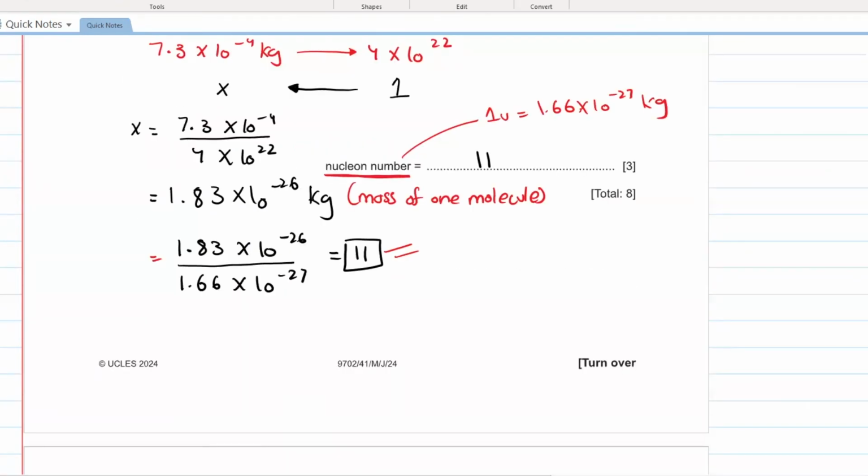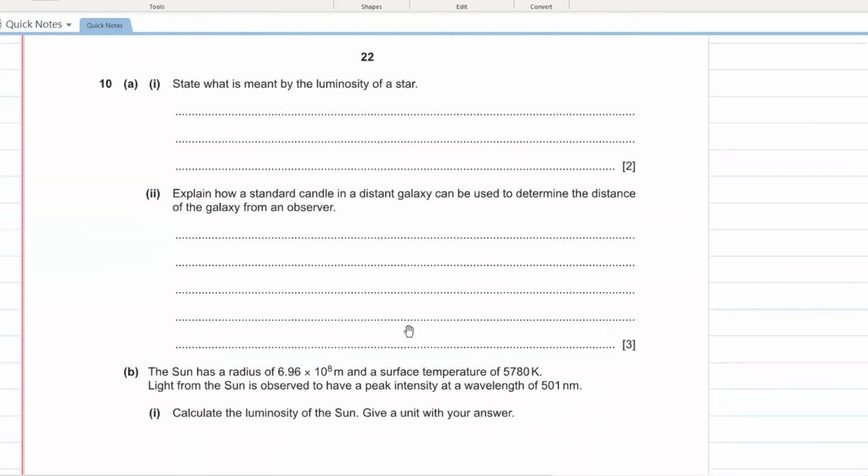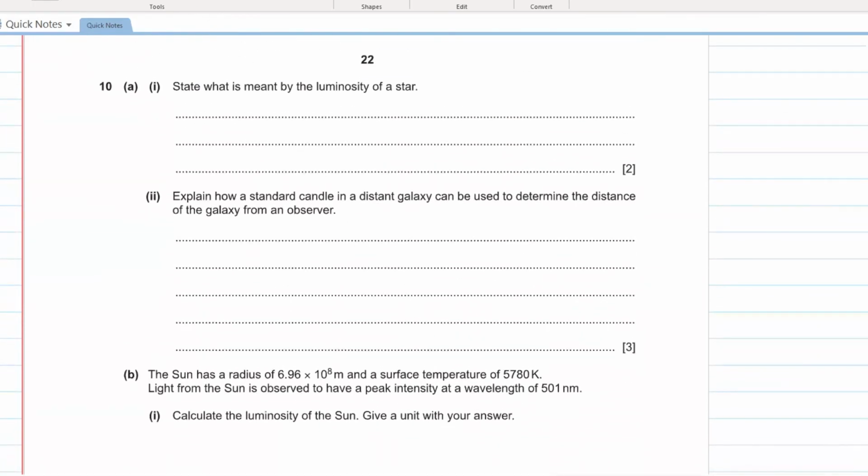Let's move on to the last question, I think, of this paper. State what is meant by luminosity of a star. Luminosity is the total power radiated by the star.